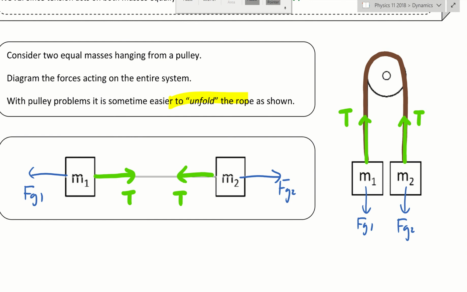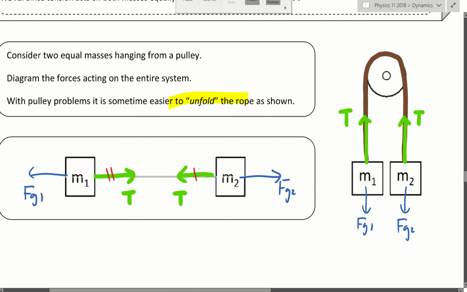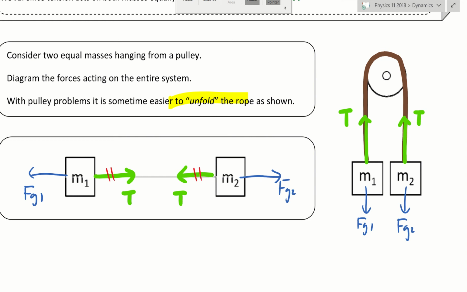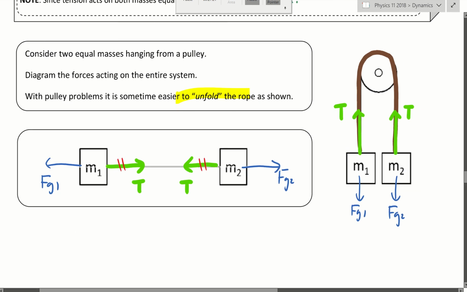Now, this unfolding method is not necessary though. A lot of the time people can do this without unfolding it, but if that helps you, right? Okay, moving on to the next page when we actually put some numbers in this.